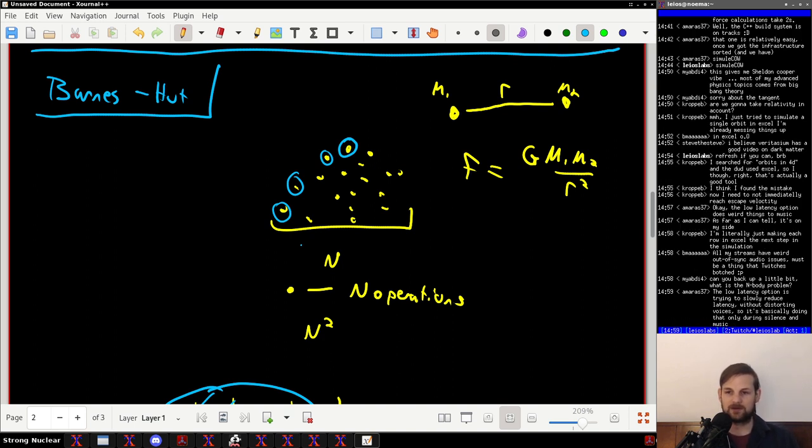The low latency option is trying to slowly reduce latency without distorting voices, so it's basically doing that only during silence and music. Oh, I see. Interesting. So it just kind of screws up the music, does it?